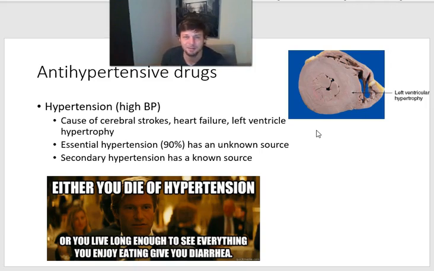There are two types of hypertension, or two ways we can categorize it. One is essential hypertension, which means we don't know what the source is, but you do have high blood pressure. And then secondary hypertension is where we do know what the source is, and so you can treat whatever that source is to treat the high blood pressure. With essential, we're just going to give you drugs that bring down your blood pressure.